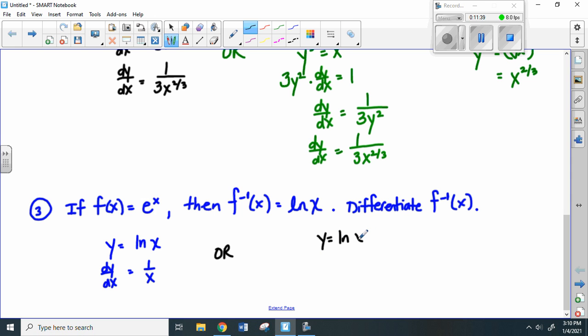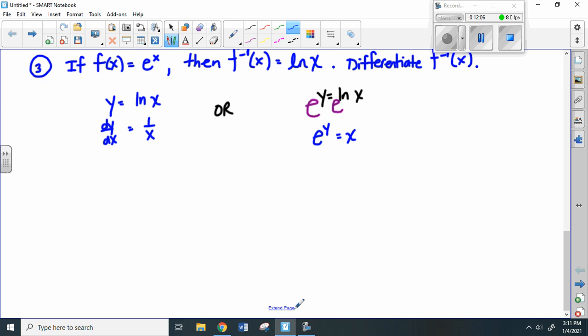So what if I wanted to start out with x equals? Well, how do you get rid of the natural log? Well, you make it a power of e. So what I'm saying is you make both sides powers of e. Well, this side's going to stay e to the y, but e and ln cancel out to give you x.